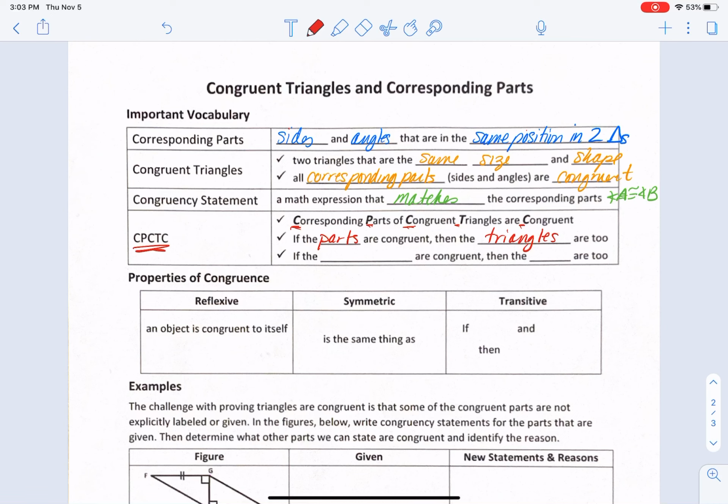But the converse, or backwards, of that is also true. If I tell you that the triangles are congruent, then you know that the parts are as well.